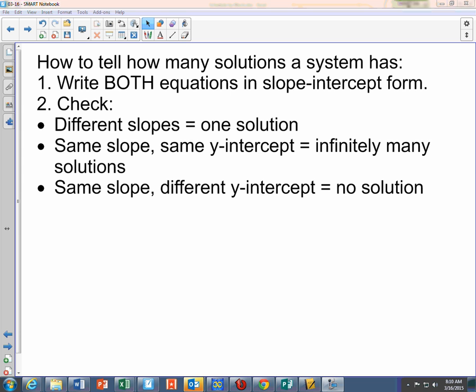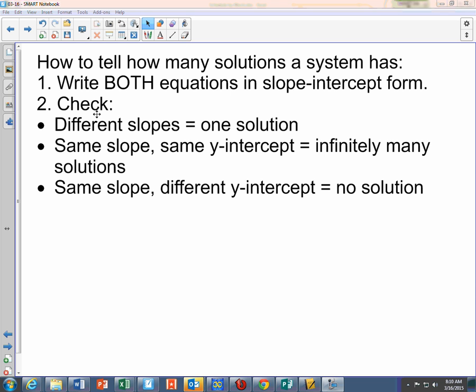It says, how to tell how many solutions a system has. So the first thing you're going to want to do is write both equations in slope-intercept form. If one of the equations is not in slope-intercept form, you're going to have to change it. Now, I believe on your test they will be in slope-intercept form when it asks. Oh, actually, they're not. Okay, so I'm going to have to show you what I mean. So you will have to change it so both equations are in slope-intercept form.